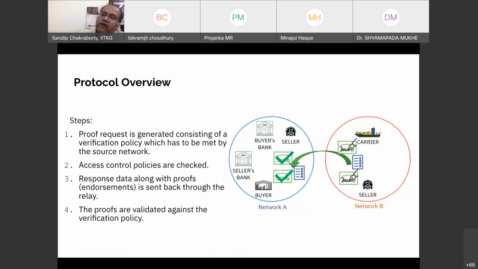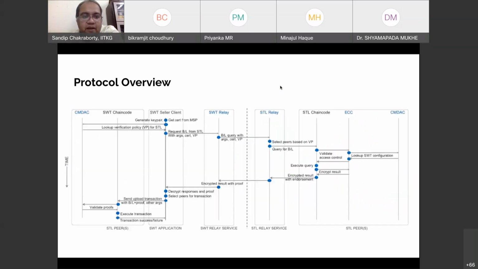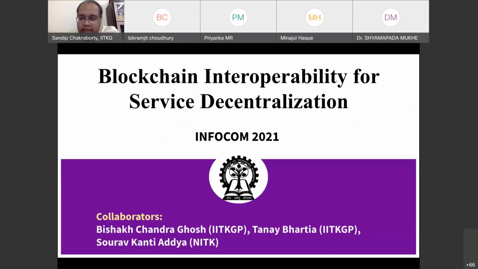So whenever you are getting information from network B to network A, the parties in network B are going to collectively sign the information. And once that information is received by network A through the relay services, the parties at network A are also going to validate that collective signature using cryptographic multi-signature policies. So these are the steps of the entire protocol. Skipping it for the interest of time.